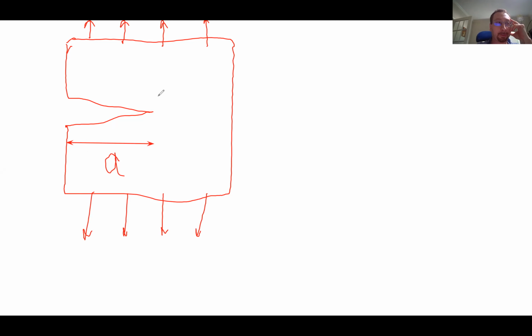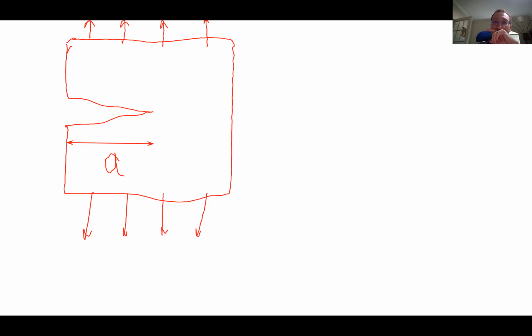Now, one thing I want to say here, and I'm hoping you're comfortable with it, but if you're not, that's the time to understand it. These portions here and here are traction-free, which means no force is directly applied, no force is applied to these regions, just on the surface.